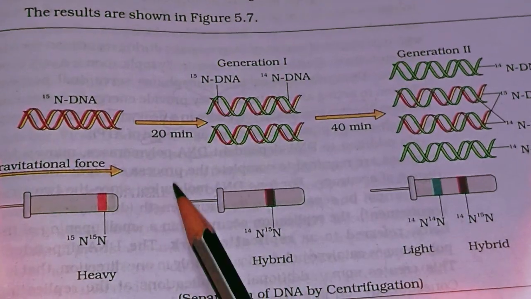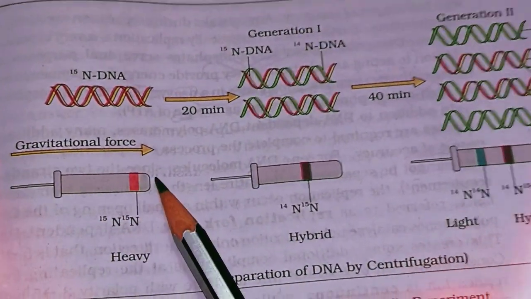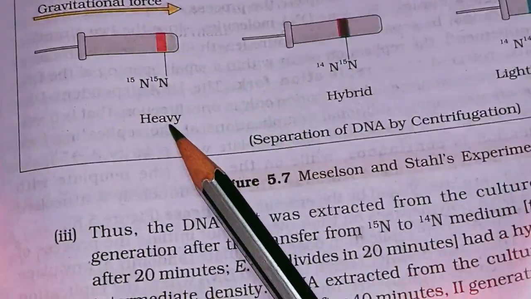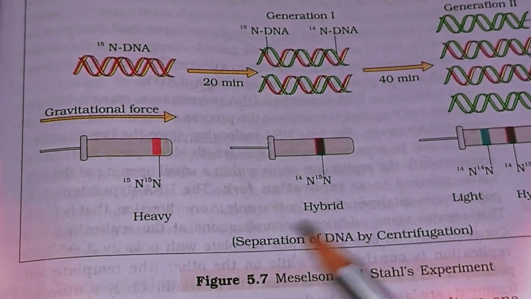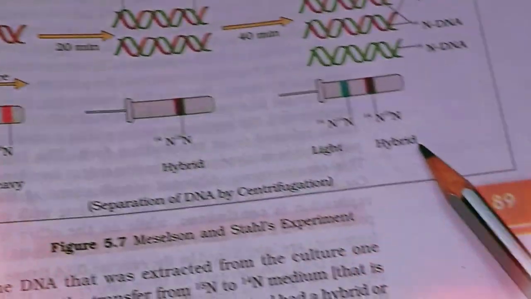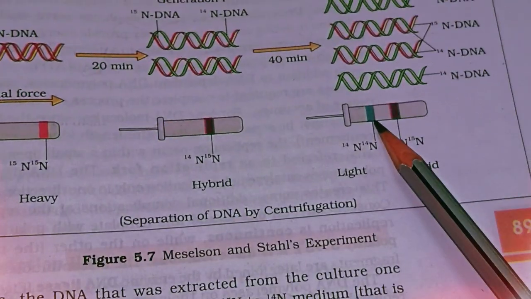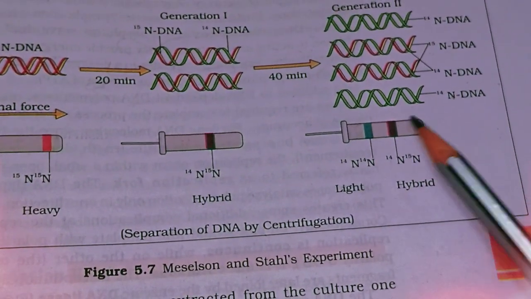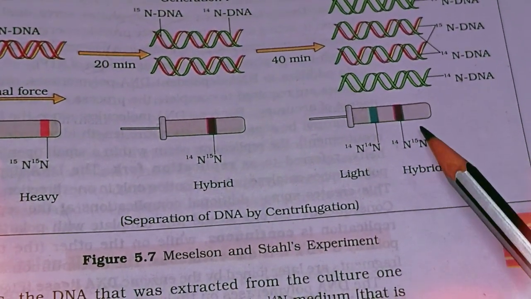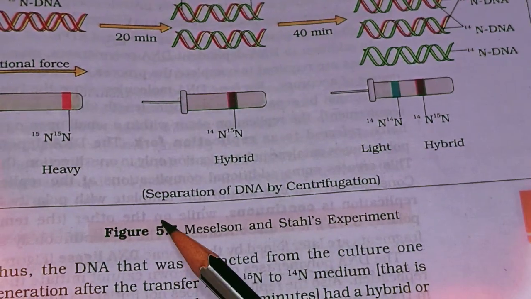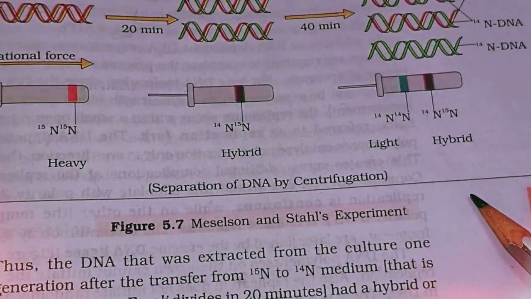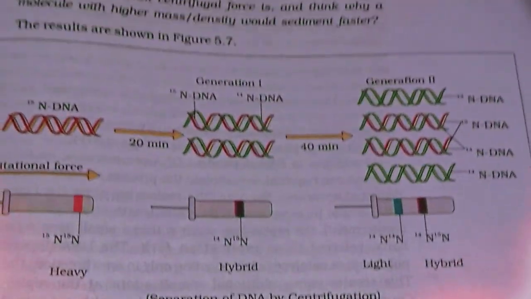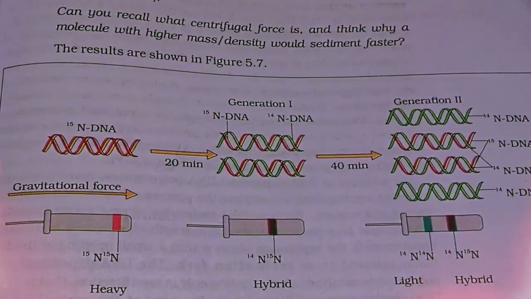Next one is gravitational force. Due to the gravitational force, it will be the heavy, hybrid, and light. See, blue color refers to the light and dark color refers to the hybrid. And this is what we call the separation of DNA by centrifugation.